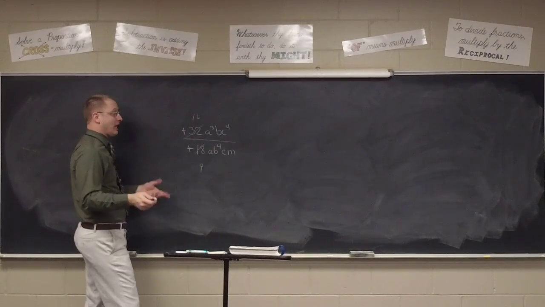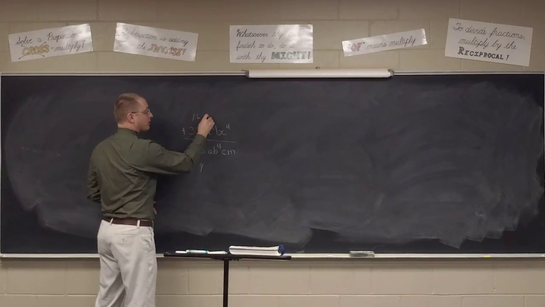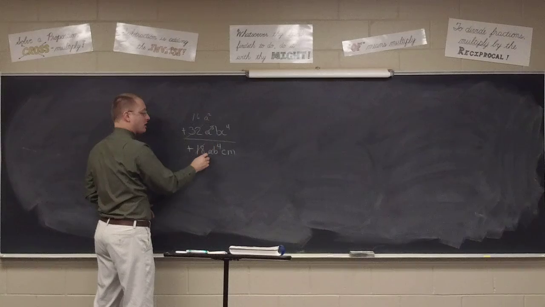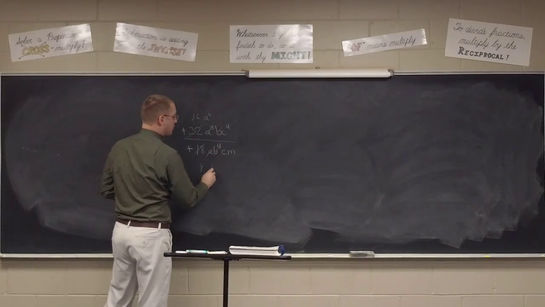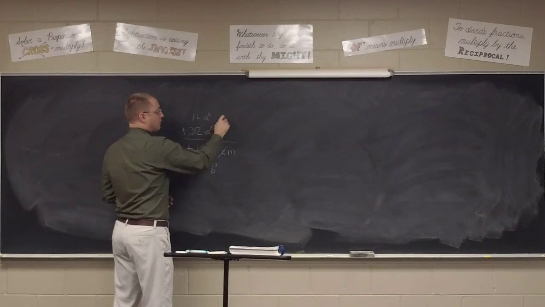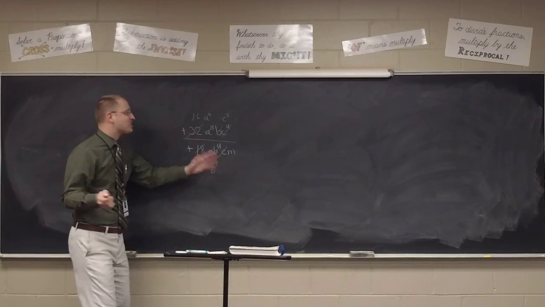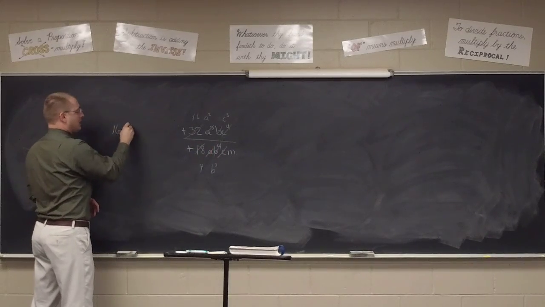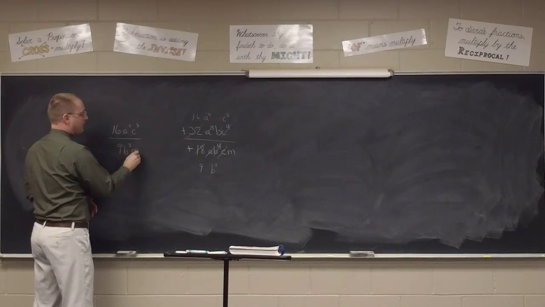I can cancel some letters. Here with the a's, I can cancel and just be left with a squared in the top. I can cancel some b's, b cubed in the bottom. I can cancel some c's, c cubed in the numerator. And then the m has no friends, right? So our answer here then would be 16 a squared c cubed over 9b cubed m.